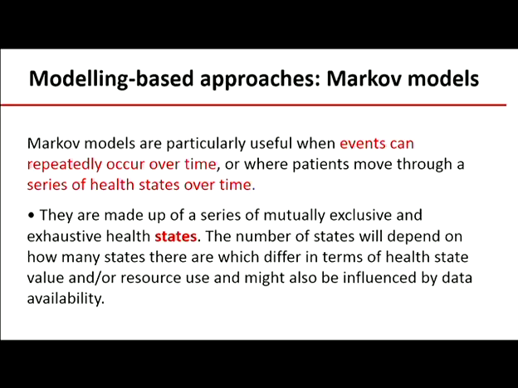So, Markov models are made up of a series of mutually exclusive and exhaustive health states. What does this mean? We were talking about the hypertension case. You either don't have hypertension, or you do have hypertension, or you are dead. You are in one or the other or the third, but you cannot be half dead, half hypertensive. So these are mutually exclusive and exhaustive events. And the number of states will depend on how many there are which differ in terms of value and resource use, and might also be influenced by data availability.